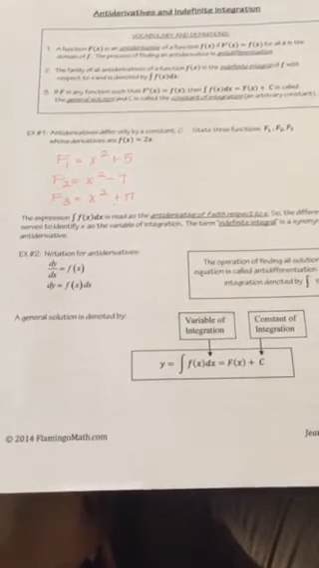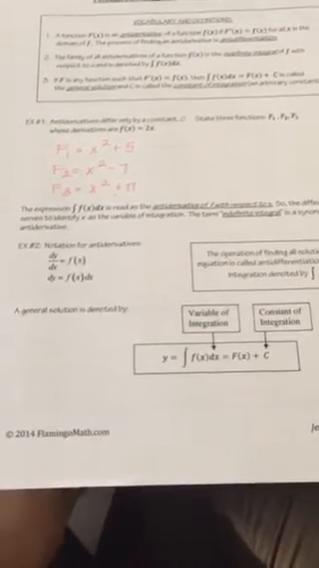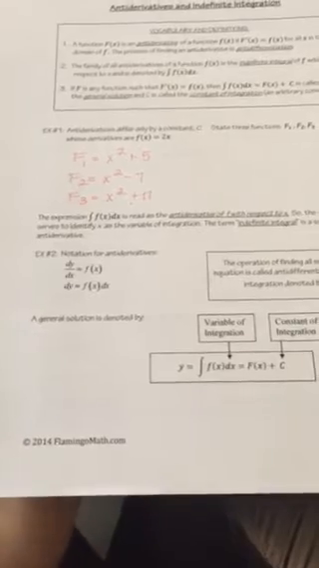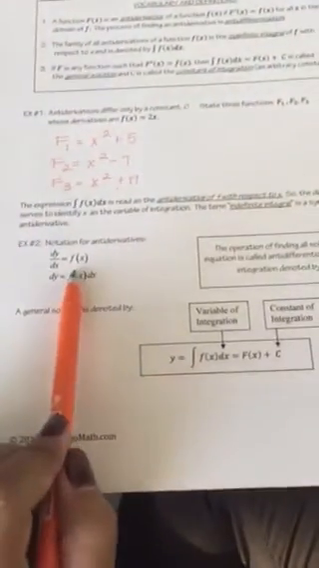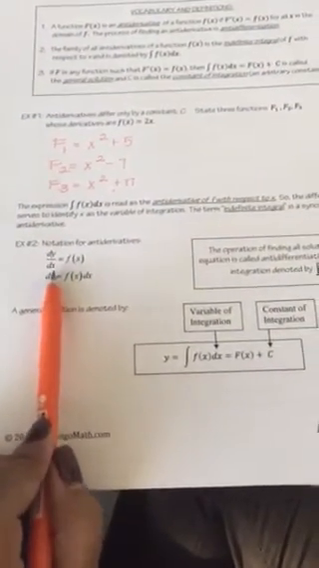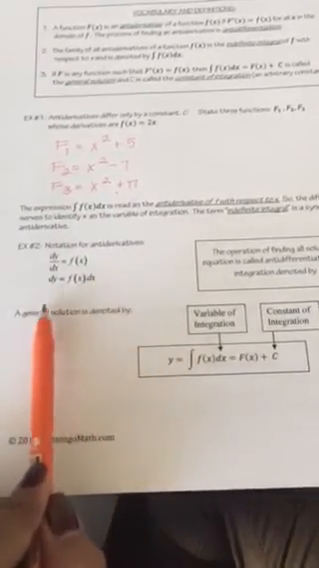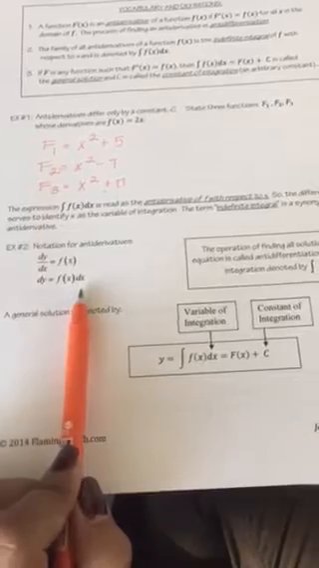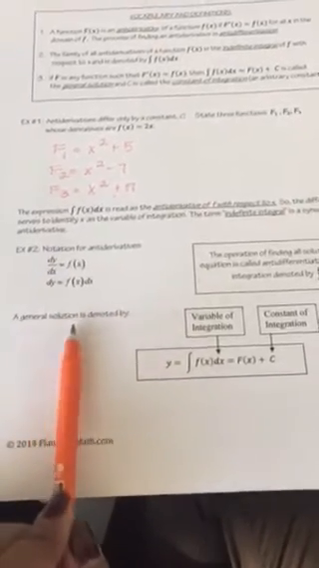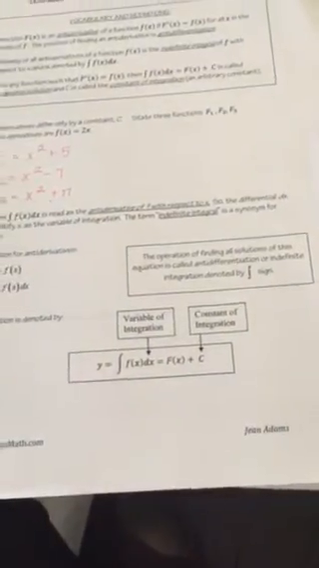Example 2 gives you some notation for these antiderivatives. dy dx is equal to f of x. And simply taking dx together with our f of x so that our x variables are together, dy is equal to our f of x dx. And a general solution is given by this notation here that we have.